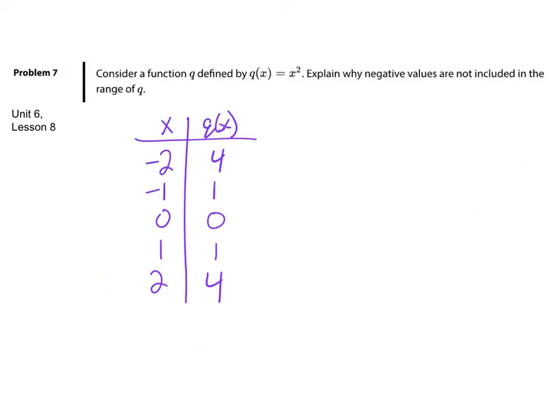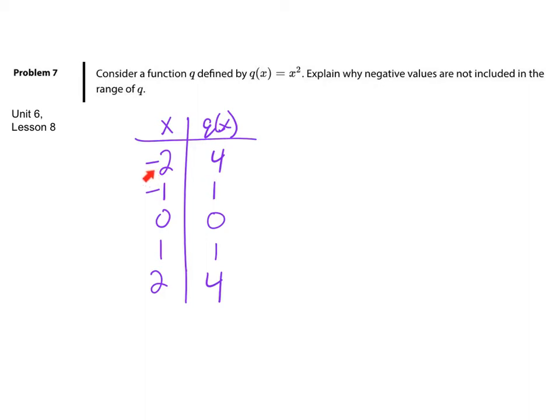Okay, number 7 here, explain why negative values are not included in the range. I gave an example of a table here. I hope your explanation is more in words than mine, but you can just listen to what I'm saying. There are no negatives in the range, which is my possible y values, because I'm squaring x. And no matter what number I take, if I multiply it by itself, I'm always going to get a positive number.